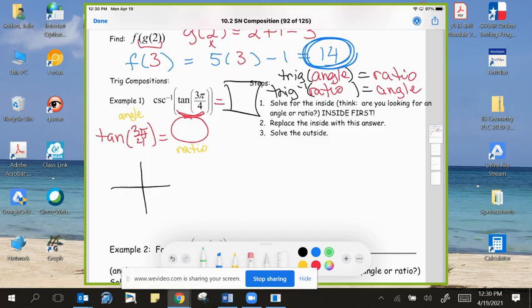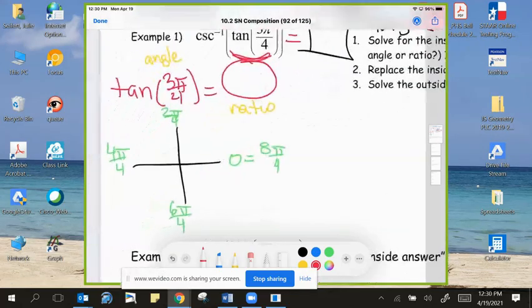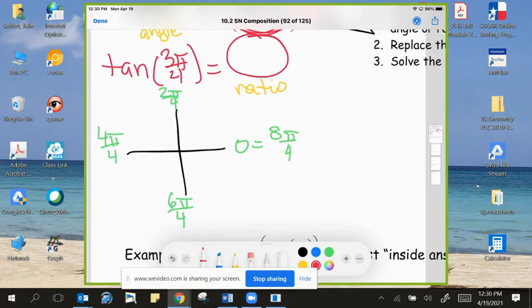Label your axis 0. We have a denominator of 4, so label that left as 4 pi over 4. Then straight up is 2 pi over 4. Down would be counting by 2 pi, 6 pi over 4, equivalent to 8 pi over 4. So in what quadrant is 3 pi over 4? It is in quadrant 2.